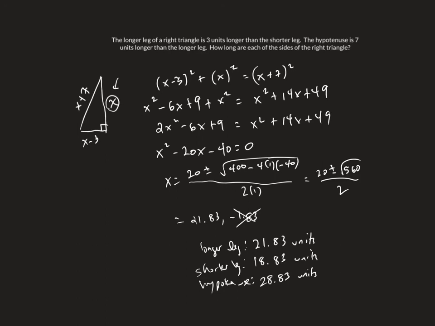Now, I could take this and actually check my answer by using the Pythagorean theorem. That squared plus that squared should give me this squared. But do be careful when you're checking, because you rounded these numbers. So it's not going to be exactly the same, but they should be really close to each other.